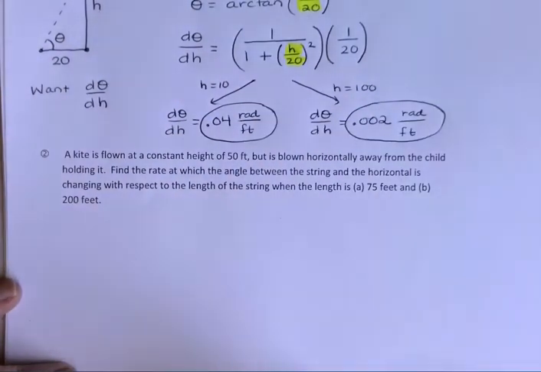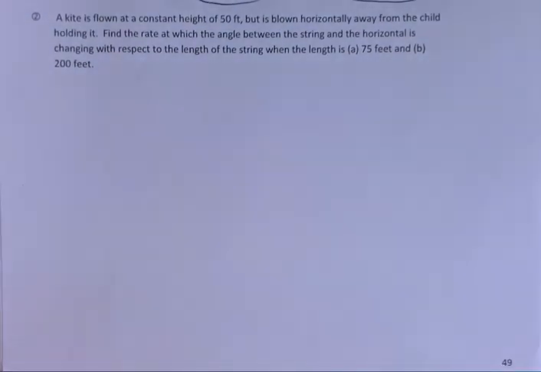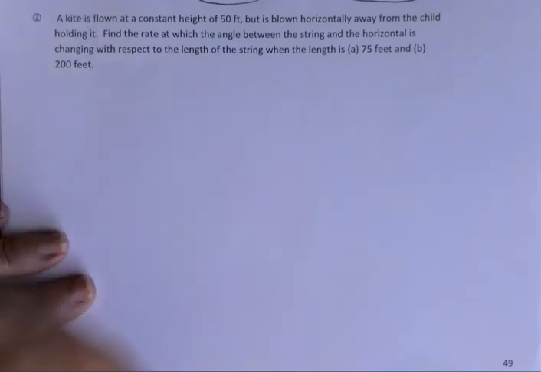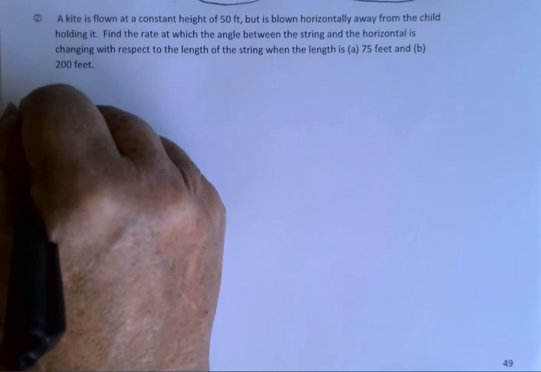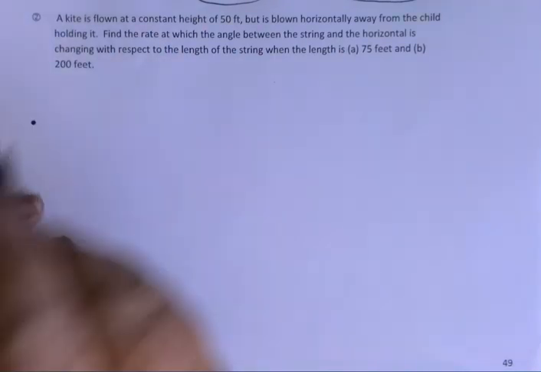All right, let's do one more application. A kite is flown at a constant height of 50 feet, but is blown horizontally away from the child holding it. Find the rate at which the angle between the string and the horizontal is changing with respect to the length of the string, when the length is 75 feet, and again when it's 200 feet. So once again, I think a picture is going to help us out a lot. This is my child holding the kite.